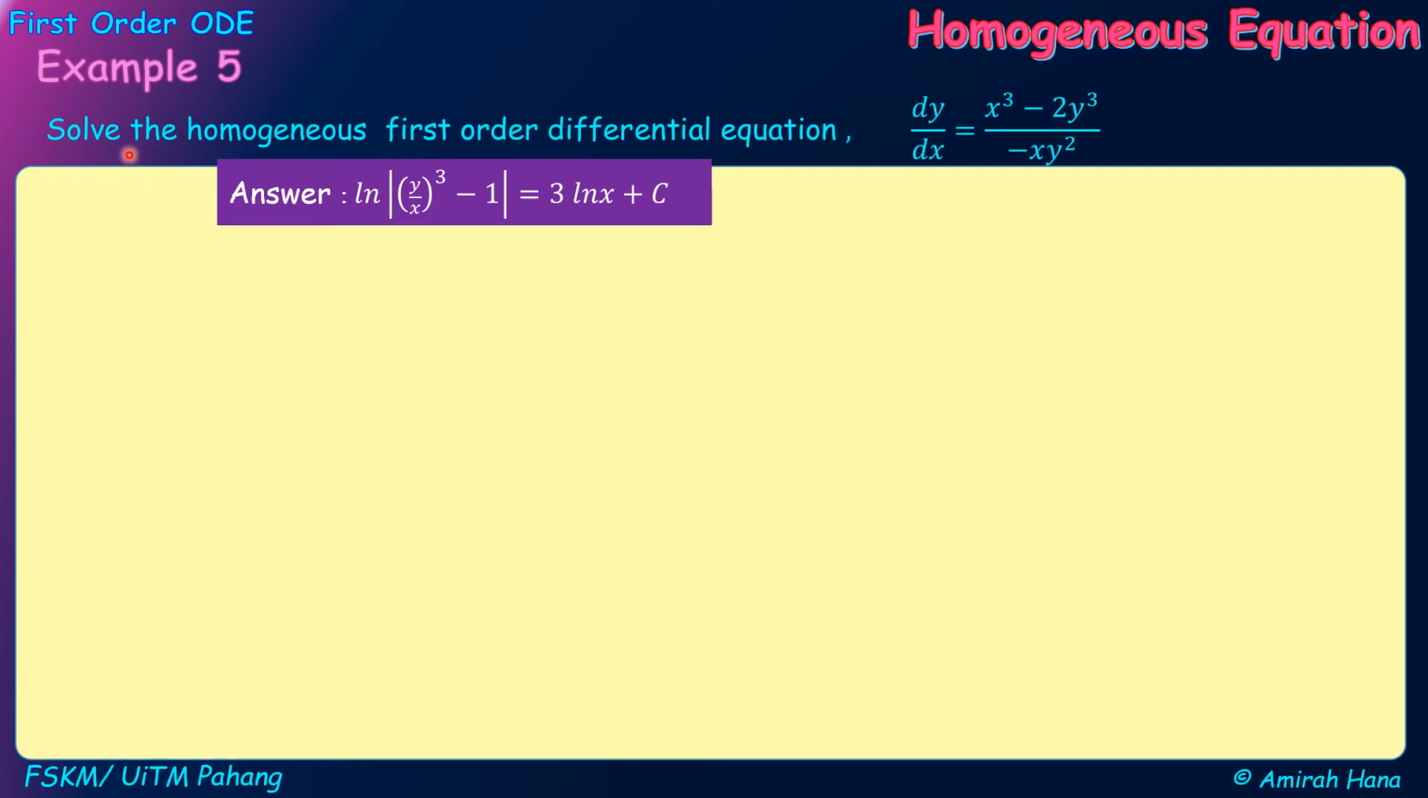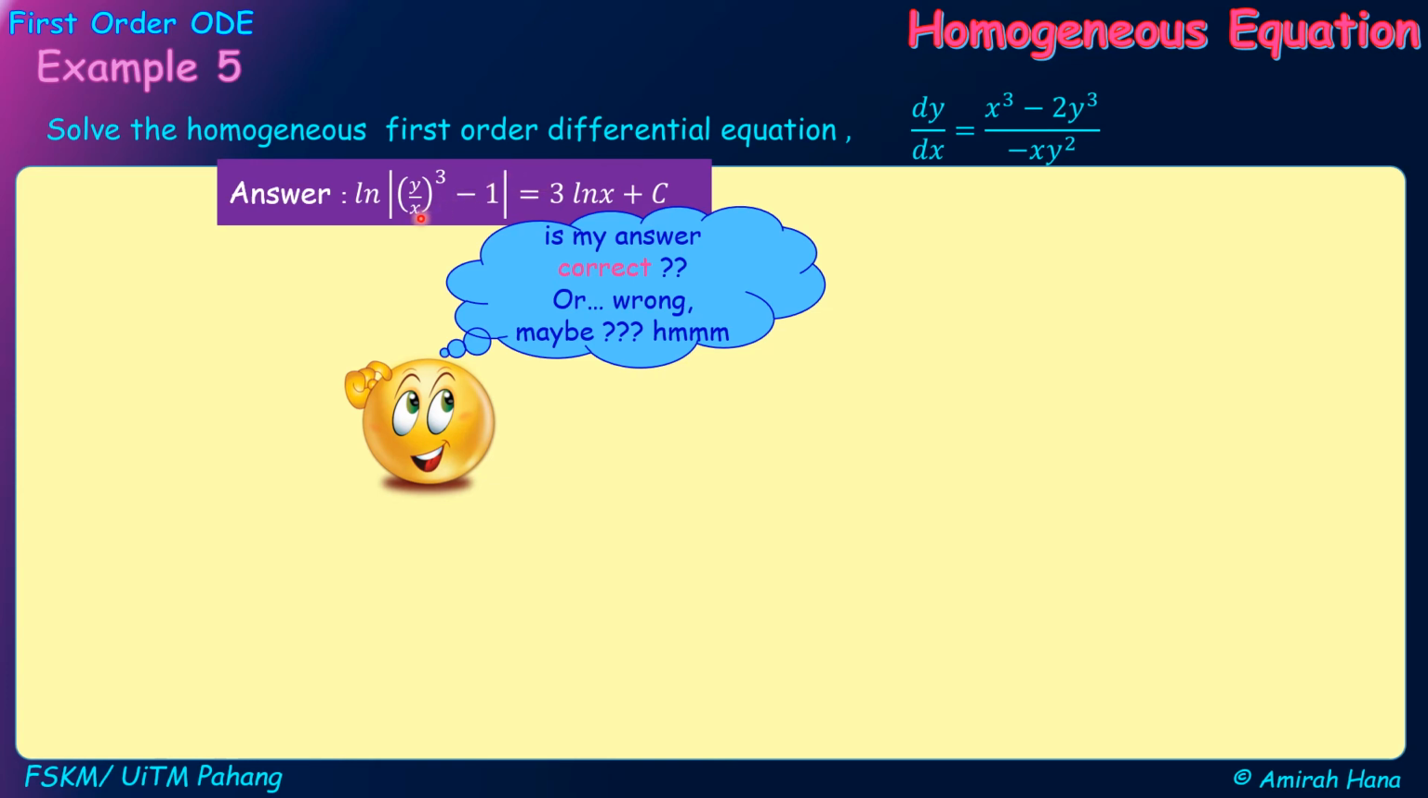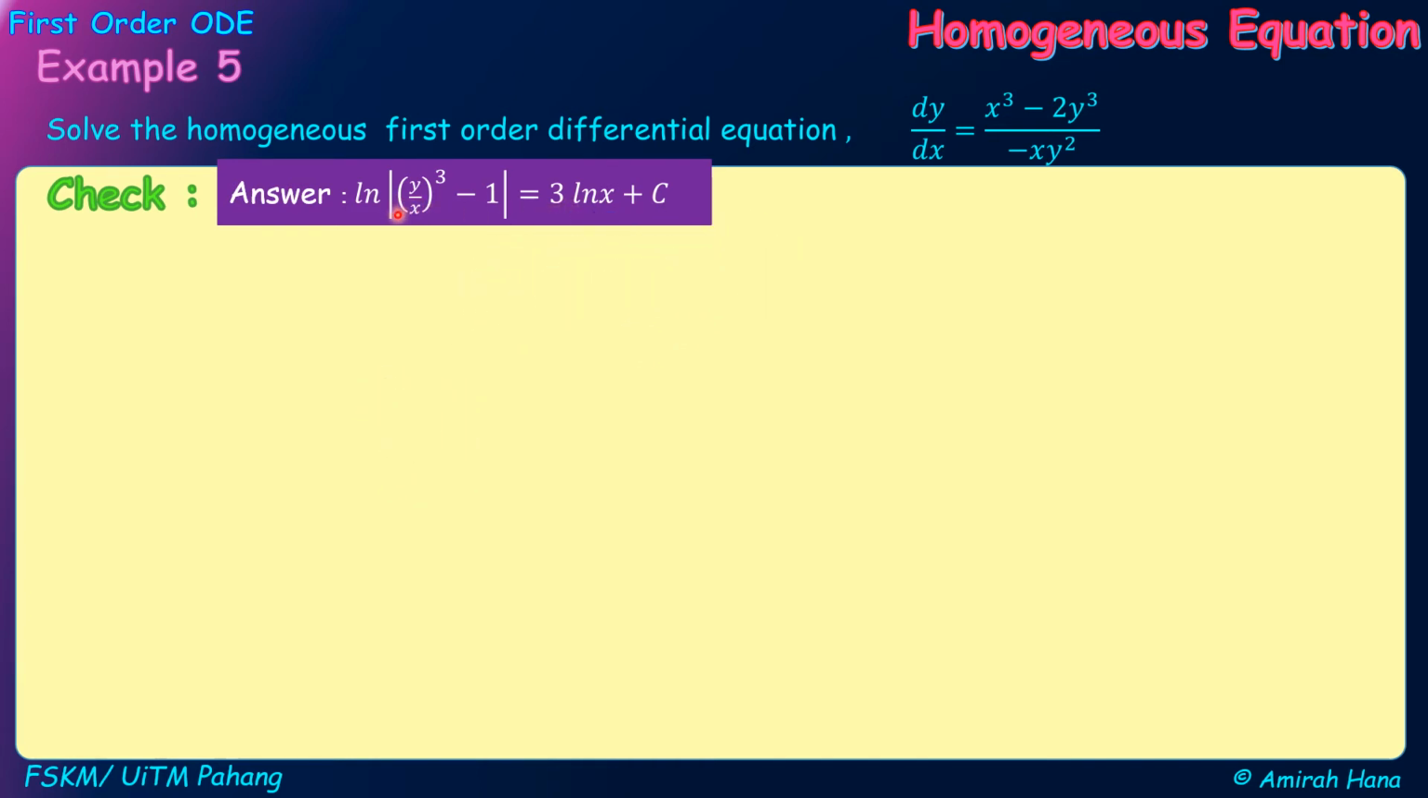From the previous slide, after we solve the homogeneous first-order differential equation dy over dx equals (x cubed minus 2y cubed) over (negative xy squared), we get this answer. Is my answer correct or maybe wrong? We can check the answer. How to check this answer?